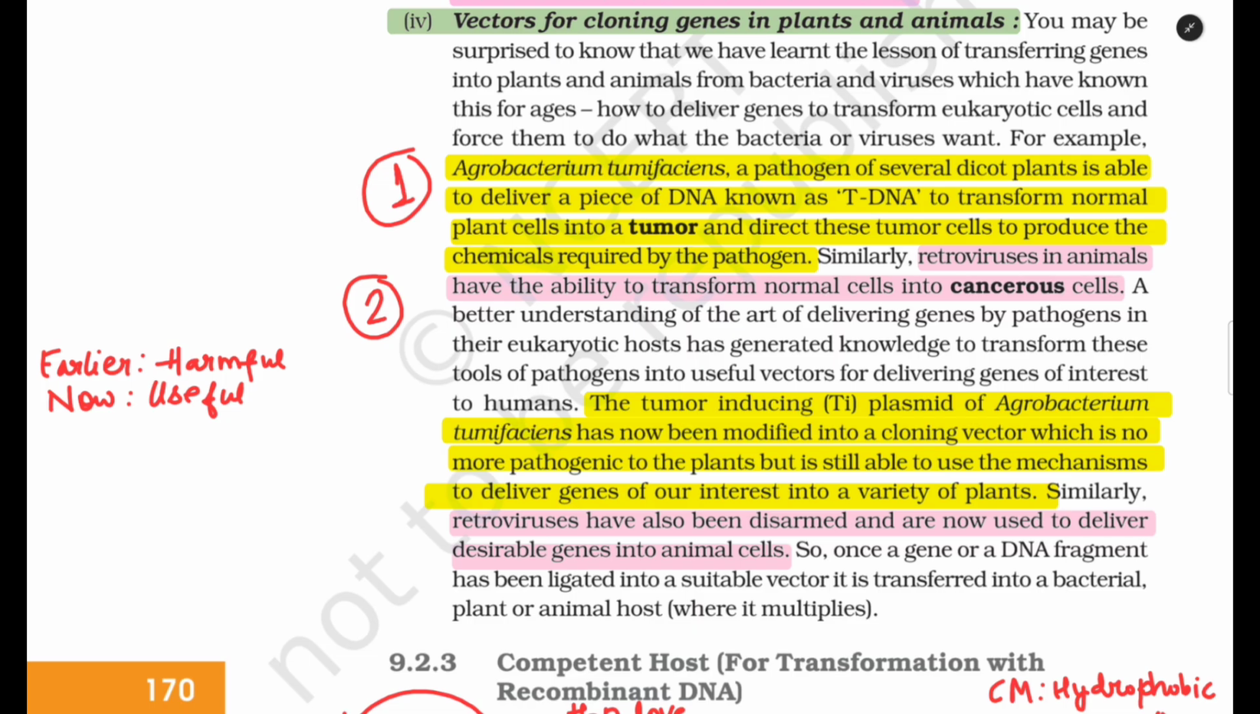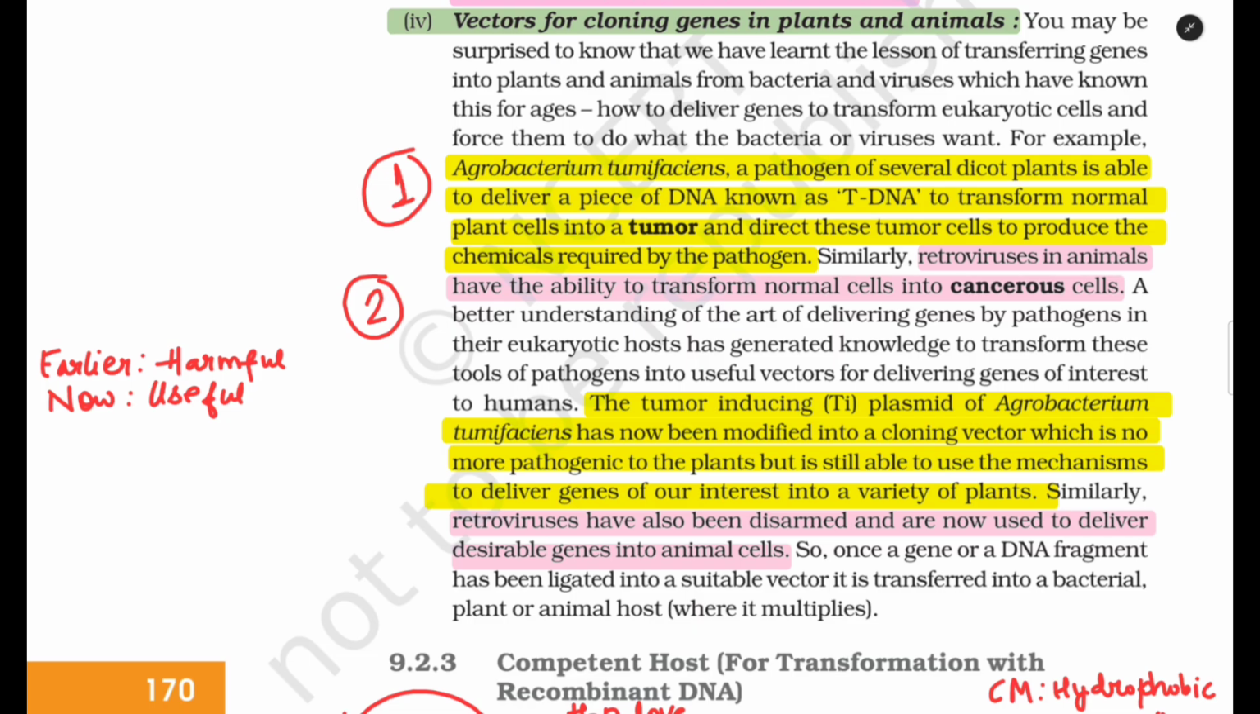How to deliver genes to transform eukaryotic cells and force them to do what the bacteria or viruses want. For example, Agrobacterium tumefaciens, a pathogen of several dicot plants, is able to deliver a piece of DNA known as T-DNA to transform normal plant cells into a tumor and direct these tumor cells to produce the chemicals required by the pathogen. Similarly, retroviruses in animals have the ability to transform normal cells into cancerous cells.